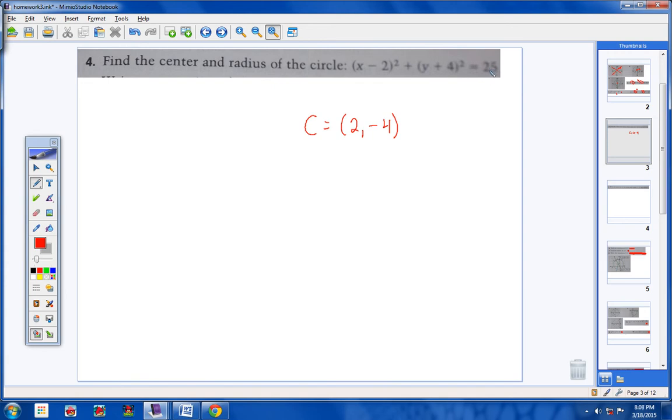So how can we rewrite 25 so that it has a power of 2? Well, remember, 25 equals what? 5 squared. So instead of putting 25, I can put 5 squared. Now that I've rewritten this side with a power of 2, the radius is obviously just 5.